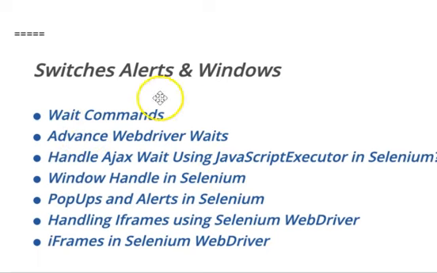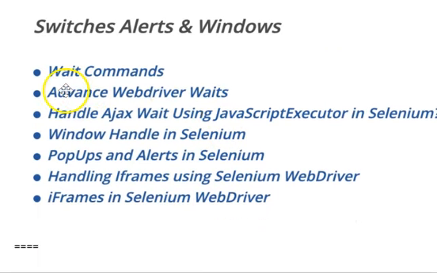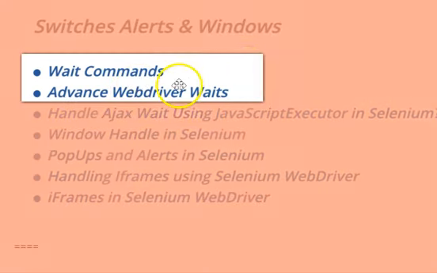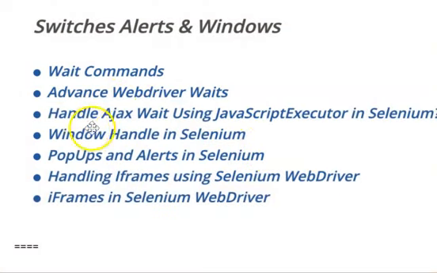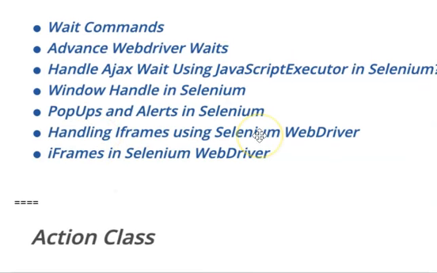In terms of switch, alerts and windows, we have wait commands. For example, implicit wait, explicit wait, fluent wait, and all those things. Advanced WebDriver waits. We can also handle AJAX using the JavaScript executor. We'll see that in a bit. We'll also have window handle, something like get window handles, switch to frame, and all those things. Pop-ups and alerts: we have something like alert.accept or dismiss. Handling iframes, again switch to frame and all those things.